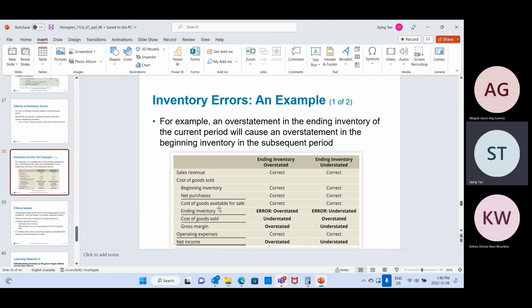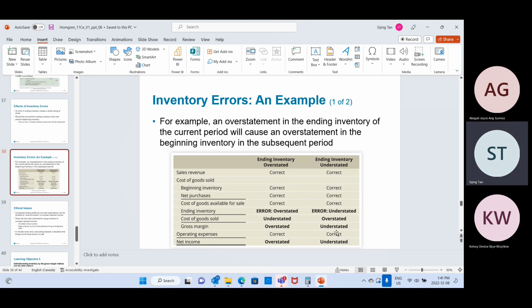So we could see if the ending inventory is overstated in the first period, then the cost of goods sold will be understated. Because the cost of goods sold is understated, our gross margin will be overstated, and then our net income will be overstated. So that is what we talk about: errors in the ending inventory will affect not only the balance of inventory, but also the cost of goods sold, gross margin, and net income.